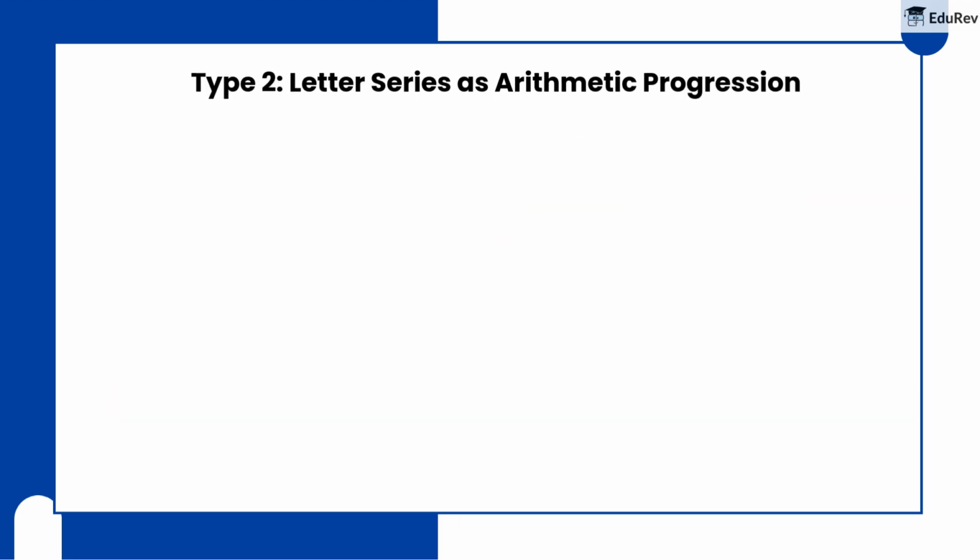Type 2. Letter series as arithmetic progression. Series is B, E, H, K, N, blank. Think. Here's the approach. Letter series problems are almost always number series problems in disguise. The key is to convert each letter to its numerical position in the alphabet. A equals 1, B equals 2, C equals 3, and so on, up to Z equals 26.